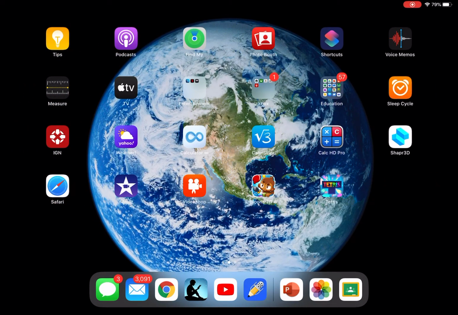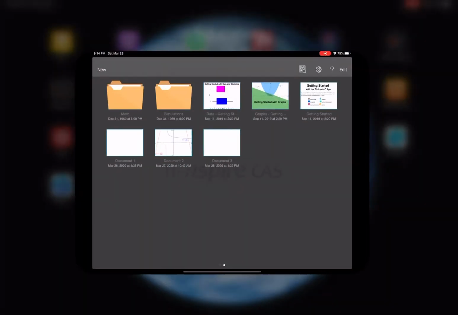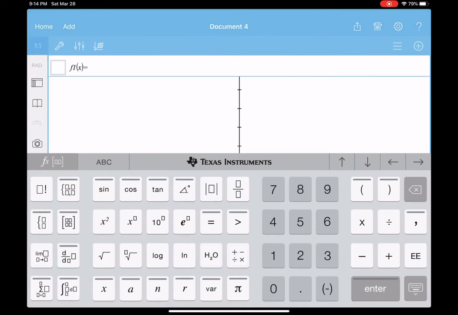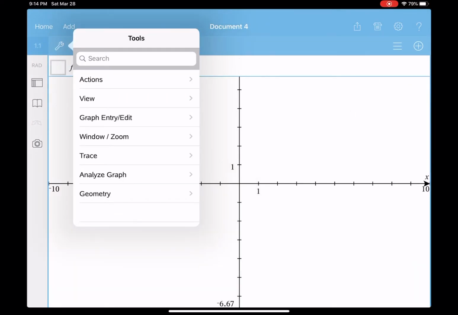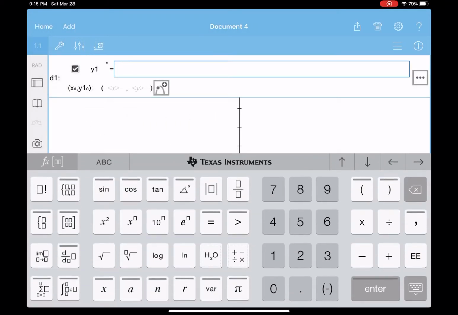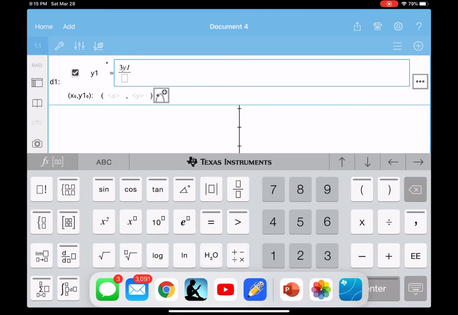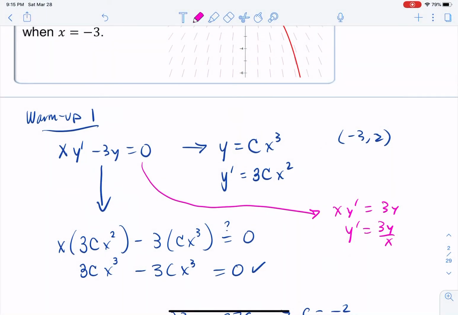Should have had this already pulled up, but I didn't. Okay, let's start a new one. We want a graph, and over here on the tools, on edit and entry, right? Isn't that correct? Yes. Oh, that's correct. And I want a differential equation. I believe it was 3y over, just check, I think it was x, but x, yeah, just x.